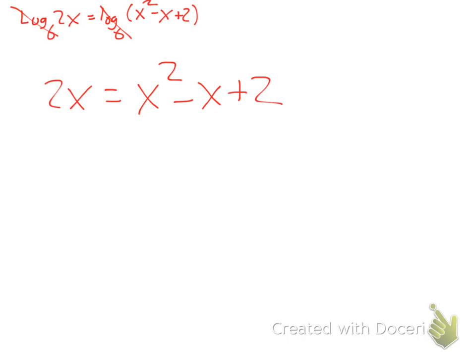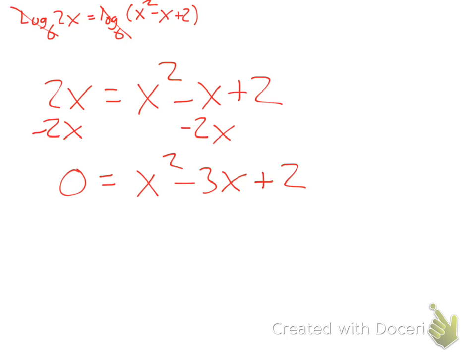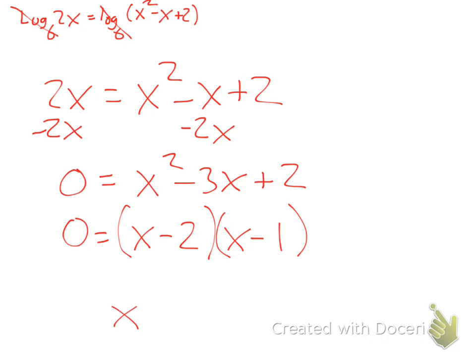Bring everything to one side and try to factor. So when I subtract 2x from both sides, I get 0 equals x squared minus 3x plus 2. And hopefully you're telling yourself, I can factor that. Are there factors of 2 that will give me a negative 3? 1 and 2. Happens to be that both will have to be negative. And if I have two factors set equal to 0, that means one or both are equal to 0. And so x would equal 2, and x equals 1.